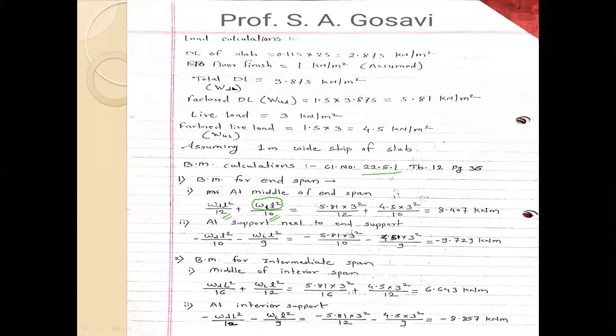This is clause number 22.5.1, table number 12, page number 36. Now we will go to the IS code, page number 36, so you will understand clearly from where those factors are coming. For the time being, you just see this formula. It is WD L square by 12, where WD means dead load, and WL L square by 12.